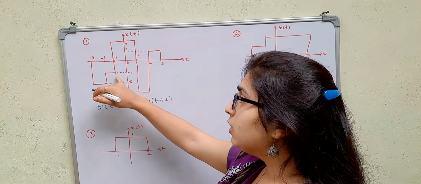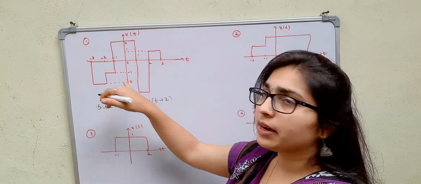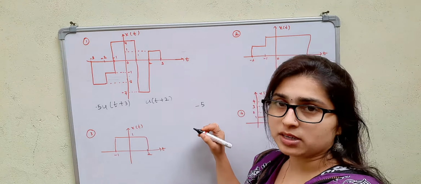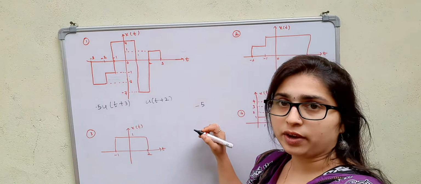Then this step height is changing at minus 2. So you have to write u of t plus 2, because the height is changing again there. See, from minus 5 the height is changing to minus 1. I have a step height of minus 5 now, so if I add something to it, I should get the new step height minus 1. That will be x equal to minus 1 plus 5, that is 4. So I will write plus 4 u of t plus 2, and I get the step height minus 1.